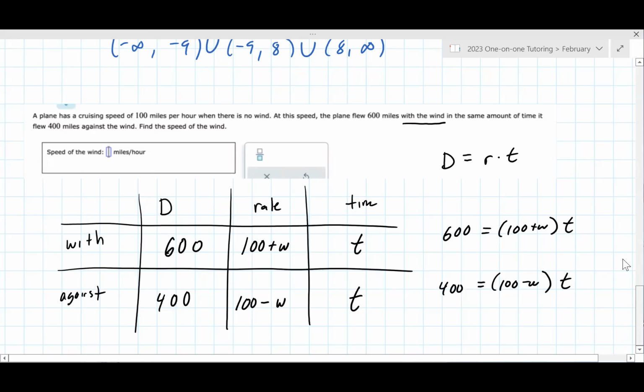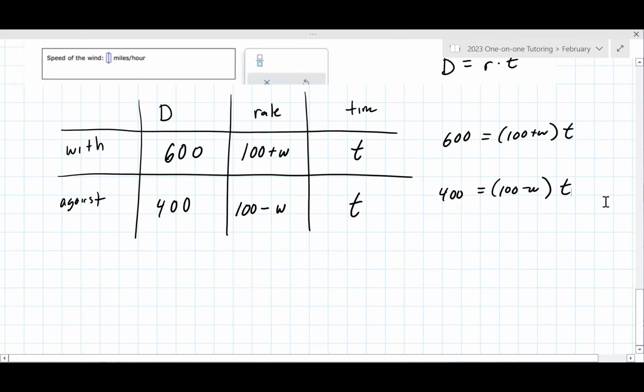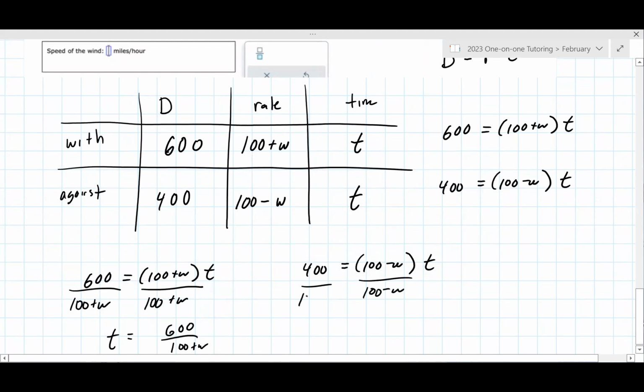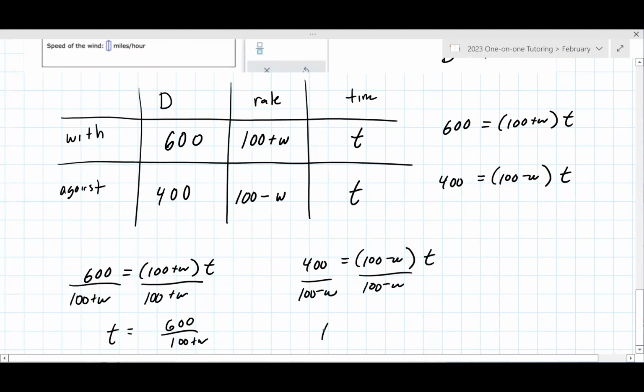Now before, we would just divide by the time because it was a number. We can't do that here. We have to solve both of these for T, which means you're going to divide both sides by 100 plus W, or minus. I'll show you that down here. So you divide both sides by this. So T equals 600 over 100 plus W. Same thing here. T equals 400 over 100 minus W.